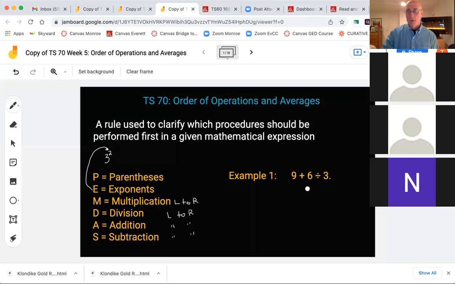So in my example here, I look at 9 plus 6 divided by 3. Is there anything in parentheses? No. Is there an exponent? No. Multiplication and division I do next. So what comes next is multiply and divide here, in the example I have here. These first two numbers are addition, so I don't do those first. I do what's over here first. So what I'm going to do is take 6 divided by 3, and I'm going to get a 2.